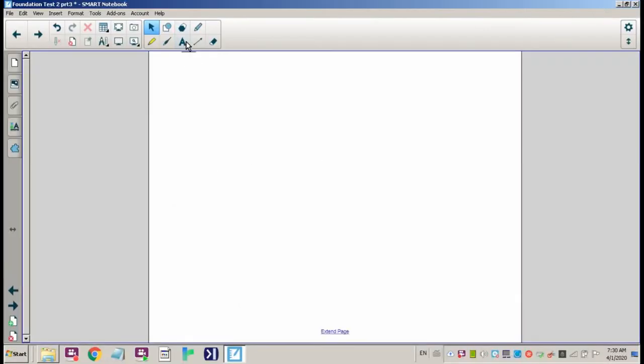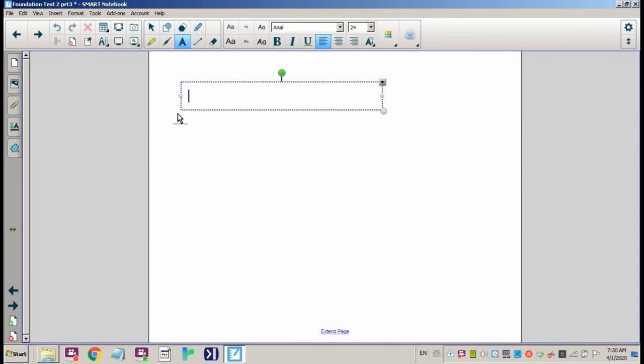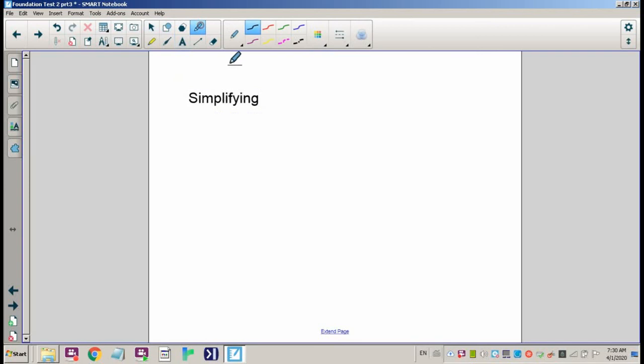Algebra. The last few questions involve you simplifying. There's the word. And then you're given some expressions to simplify. Here's one example, 6 times t times 3. How do you simplify that? Well, this involves multiplication, and the way you do it is this.